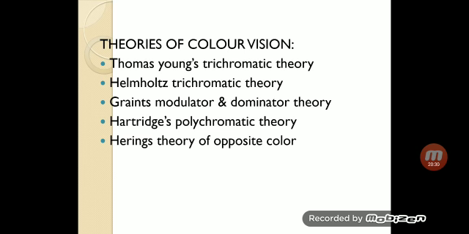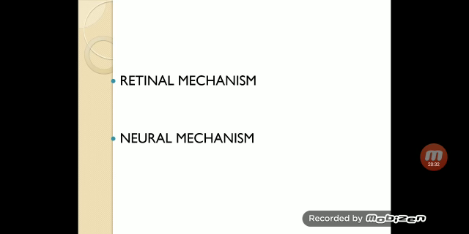So, you need not know more about the theories of color vision. Just know that it has two mechanisms, that is retinal mechanism and neural mechanism. In retinal mechanism, it says that the retina has three types of cones, that is the three primary colors, red, green and blue. In neural mechanism, the ganglion cells are involved in the processing of color vision. That is what it is saying.